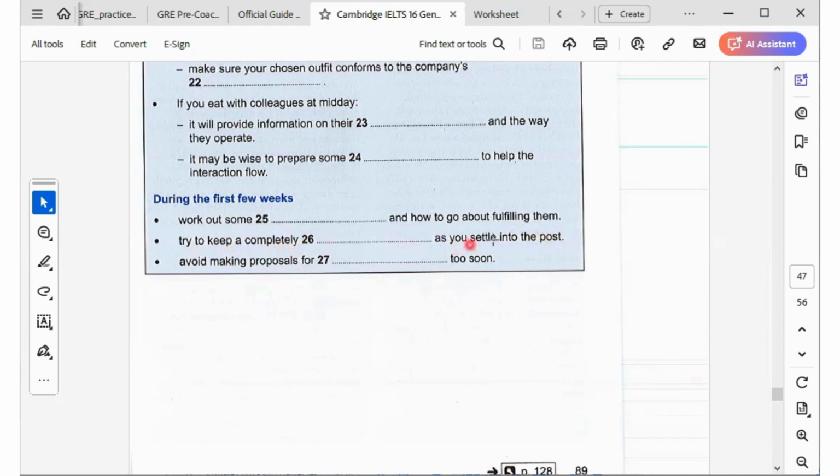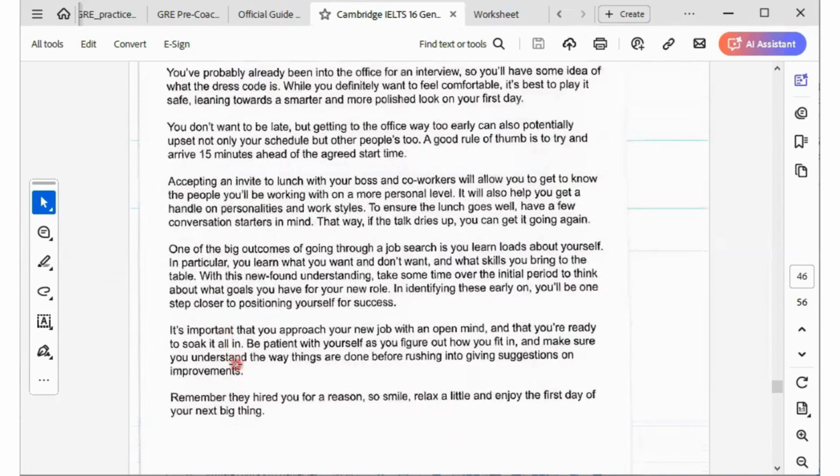Completely dash. Settle into. Okay? Those are my keywords. So back to the passage now. Identifying this early on, you'll be one step closer to positioning yourself for success. It is important that you approach your new job with an open mind and that you are ready to soak it all in. Be patient with yourself.